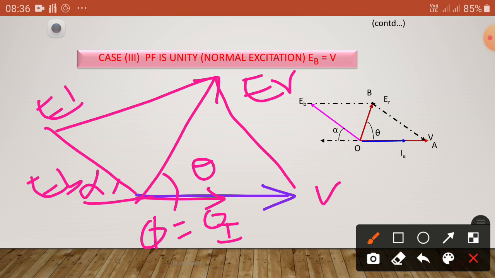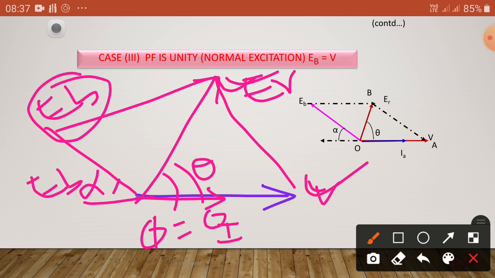Now apply the cosine rule and the sine rule, then we get the equation. Applying the cosine rule, EB is equal to the square root of this squared plus this squared minus 2 into this value into cos of the angle between the two. What is the angle now? Only theta in this case.